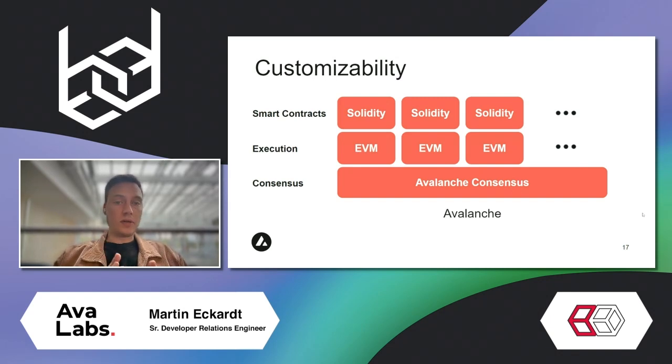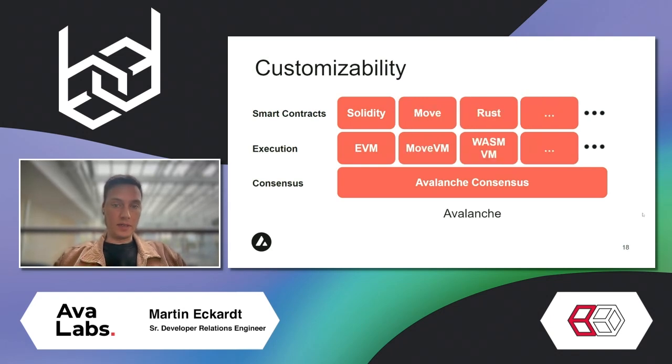So maybe the gas price is different. The gas native token is different. Maybe the gas configuration is different. Maybe the EVM has been customized to include new precompiles that enable some ZK account abstraction or whatever, right? And then we have the smart contract layer. But this is only the first step of customizability.